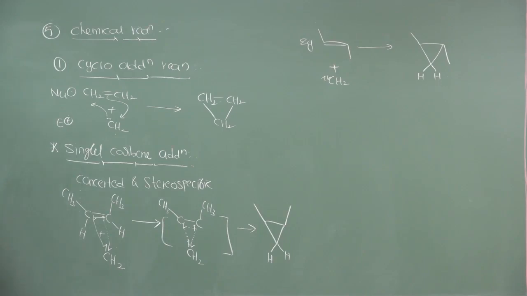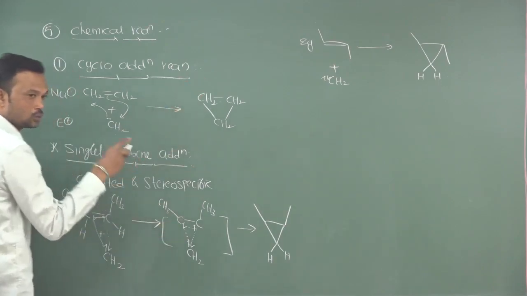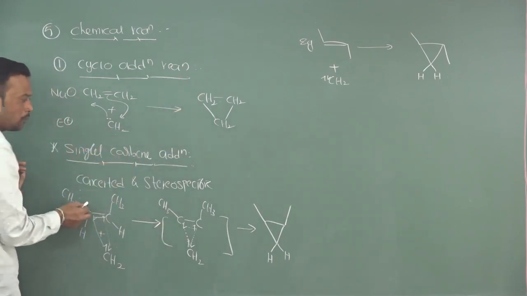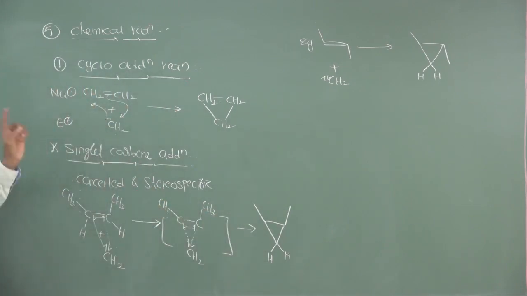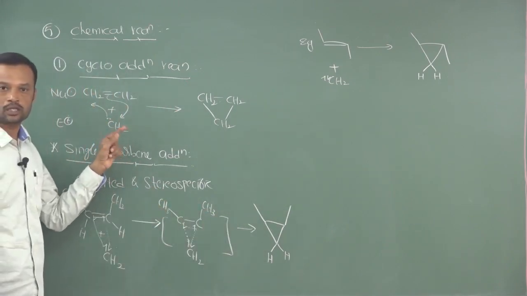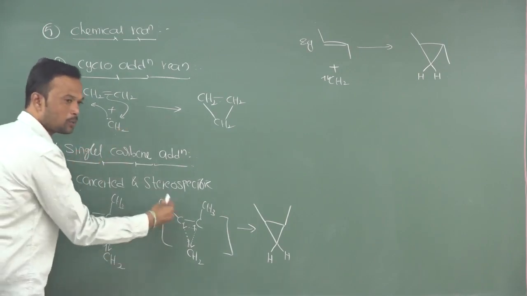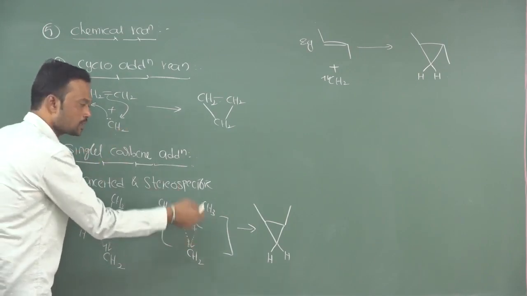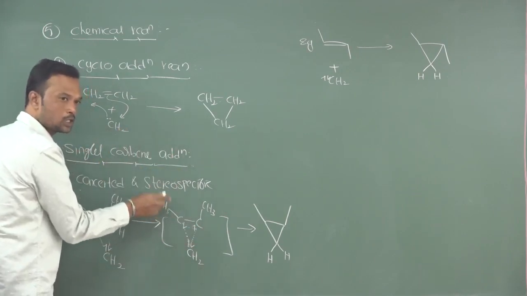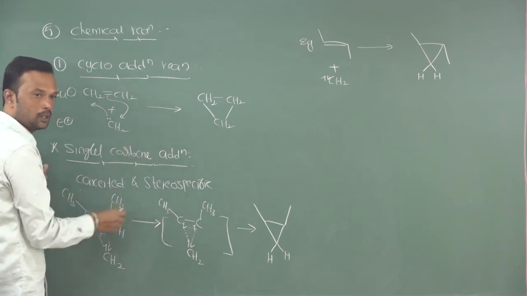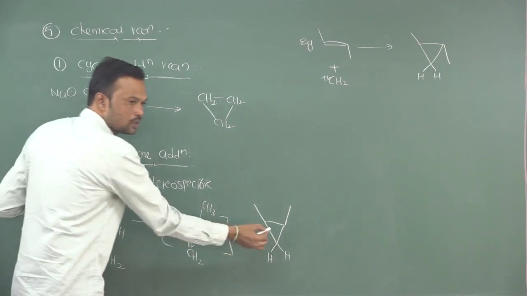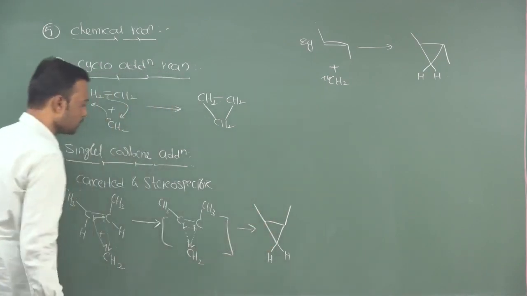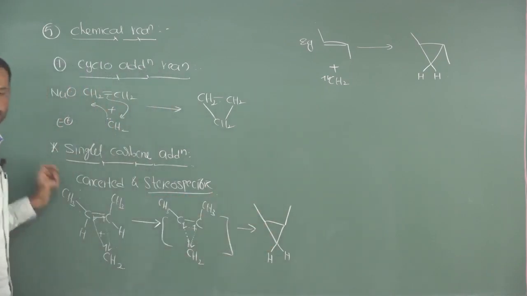Cis becomes cis, trans becomes trans. So the olefin stereochemistry is completely retained in the product. That's why this reaction is called stereospecific. Stereoselective means whichever isomer is major, that will be selective. When you get unequal products, whichever is major, that is selected. That is called stereoselective. Specific means 100%. When we use a cis olefin, you will always get cis cyclopropane. That's why this reaction is stereospecific.